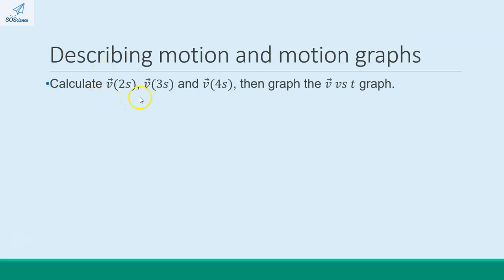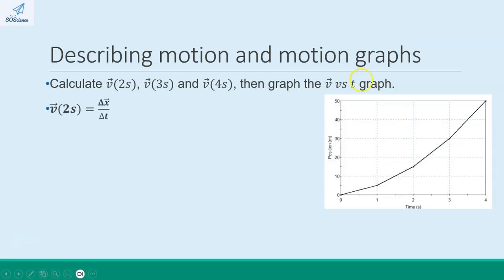Now you may calculate the velocity of the car at 2 seconds, 3 seconds, and 4 seconds. I'd like you to try that on your own. So pause the video, do the calculation, and then unpause. Let's take a look at the velocity after 2 seconds.